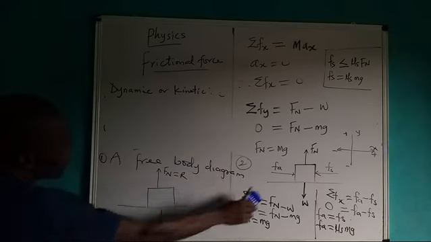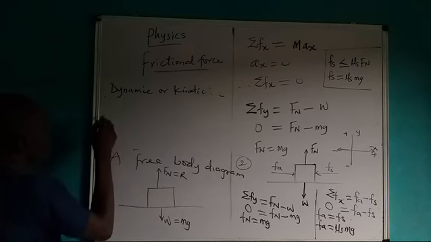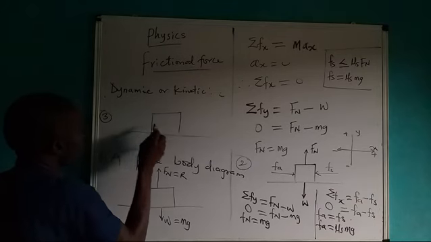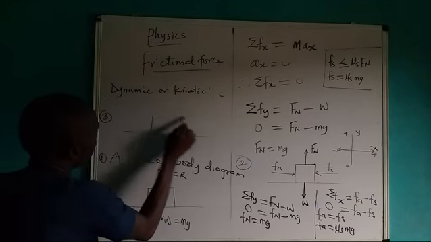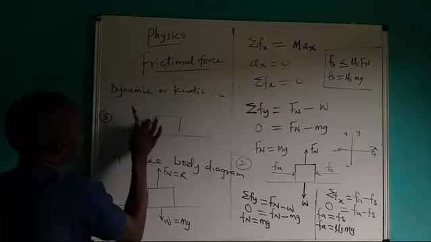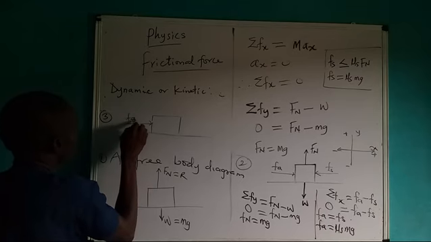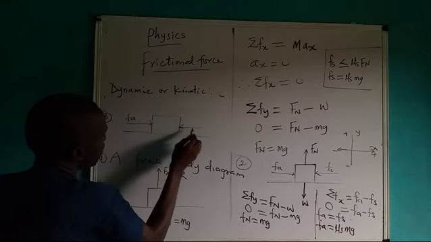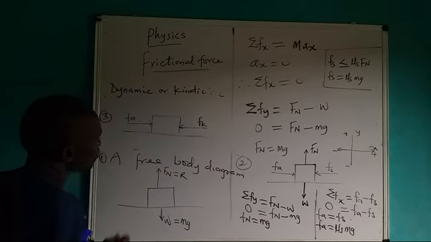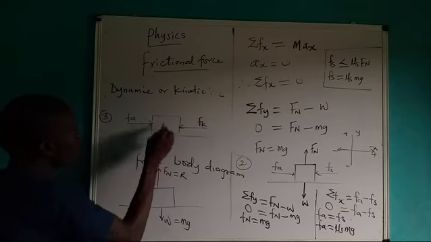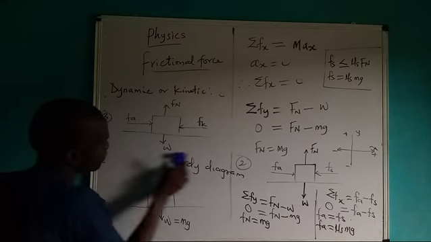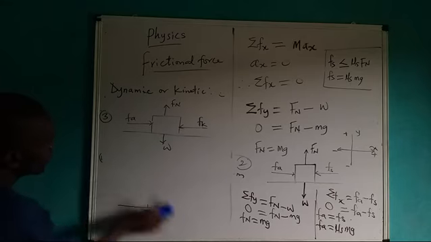Since I've applied a force now for this body to move, let me call this one number 3. It means that there will be an applied force, which is the Fa, and there will be a force that will resist it, and that kind of force, if the body is now moving, becomes kinetic friction. Please don't forget, this one still remains W, and this one remains Fn, which is the normal force.